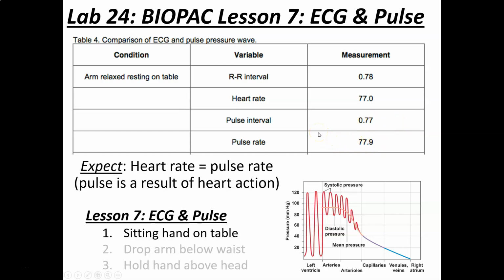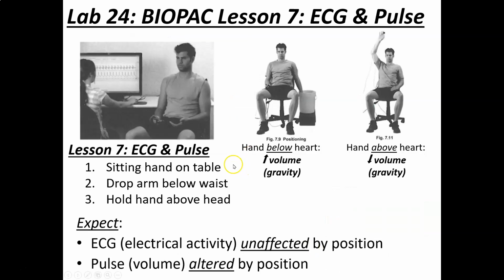So in this case, the heart rate that we measure and the pulse rate that we measure are not exactly the same, but they're pretty close. And usually that's just measurement error. It could have something to do with the travel time of the pressure wave, though, because it is a physical thing and it's affected by gravity.